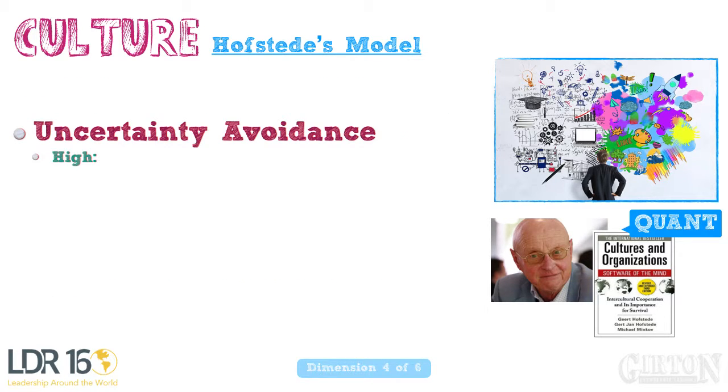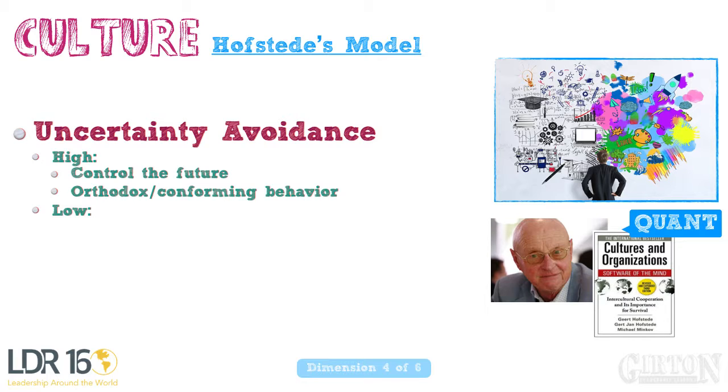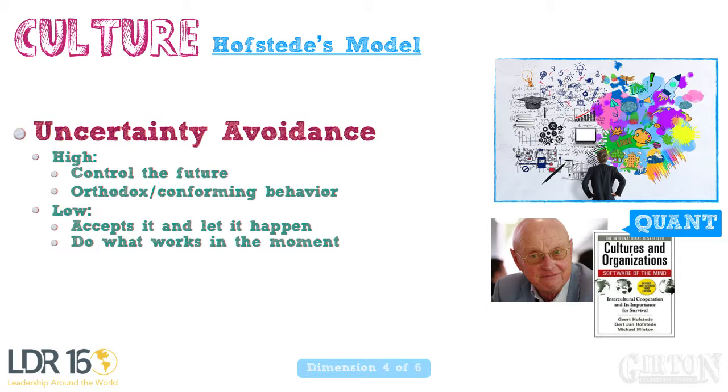Let me tell you a little bit more about some things you'll see here. In high uncertainty avoidance cultures, you'll see a need to control the future. You prioritize orthodox behavior that conforms to the norms. In low cultures, you just say, hey, let's accept it and let it happen. We'll figure it out later down the road.